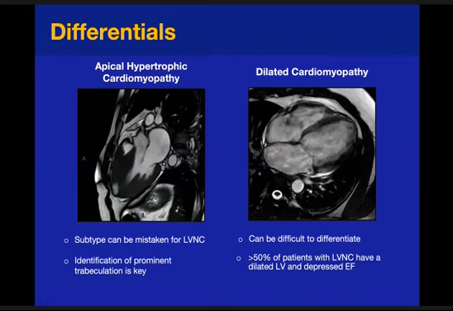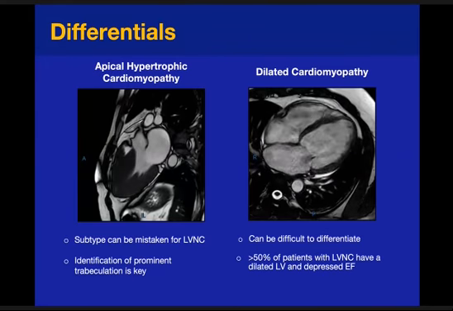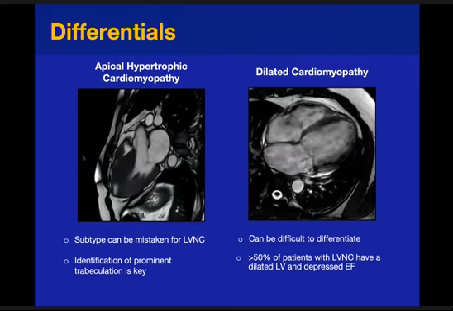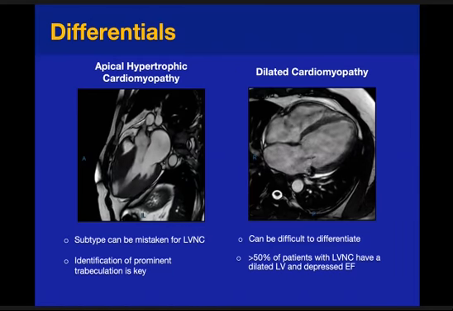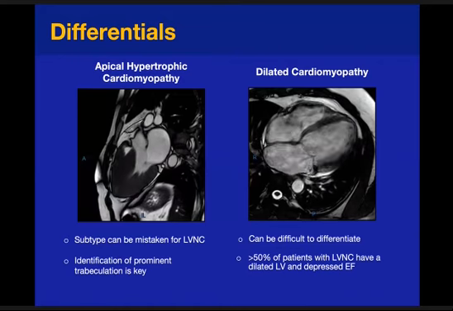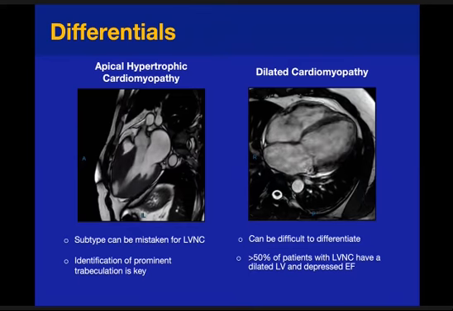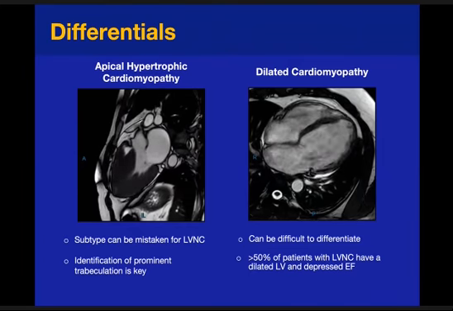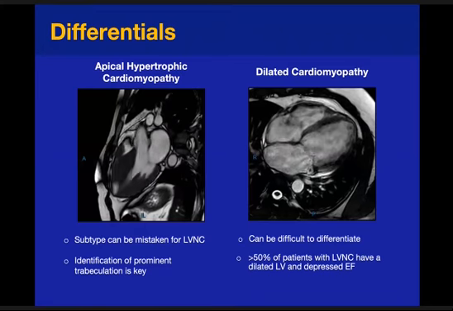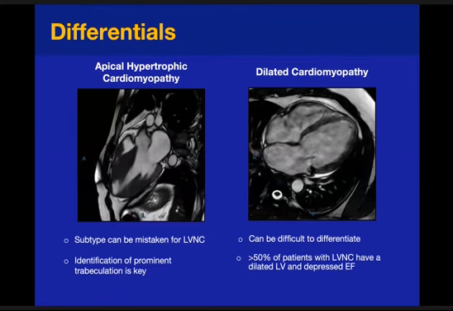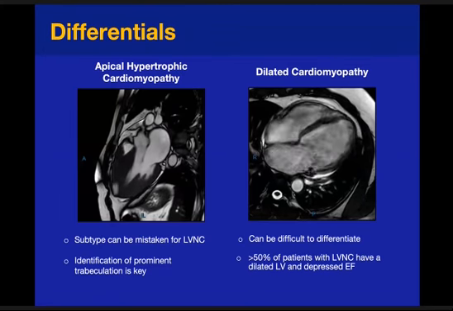So what are the differentials for this pathology? Two main differentials are an atypical hypertrophic cardiomyopathy, seen here, or a dilated cardiomyopathy. Sometimes the atypical hypertrophic cardiomyopathy variant can be mistaken, especially at the region of the apex. However, identification of prominent trabeculations is key to diagnosis. In dilated cardiomyopathy, it can be difficult to differentiate the two, although the presence of trabeculation is more suggestive.